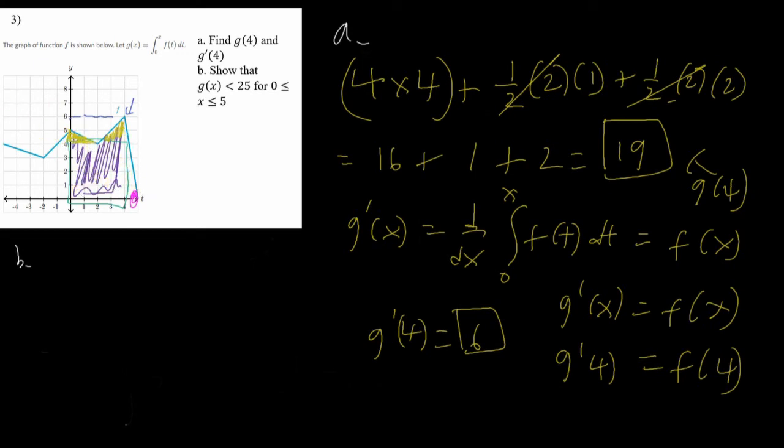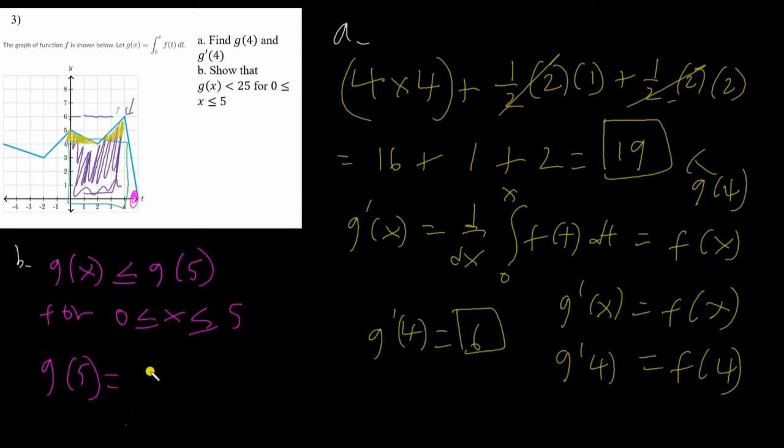right? So if I want to show that g of x is less than 25, I know that g of x is always going to be less than or equal to g of 5, right? For 0 is less than or equal to x is less than or equal to 5. This is always going to be true because in this interval 0 to 5, g of x is always going to be less than or equal to the maximum, g of 5. Okay, so let's find g of 5.